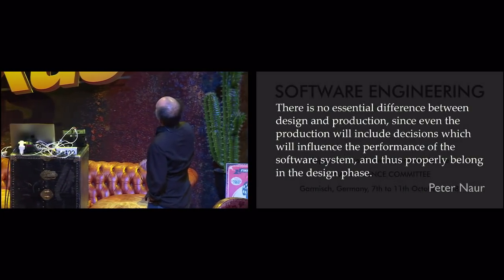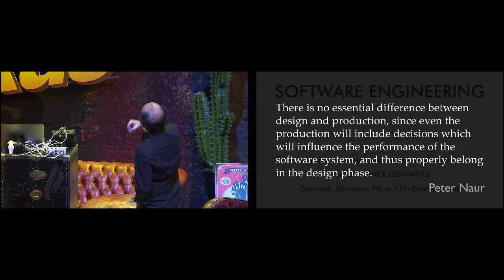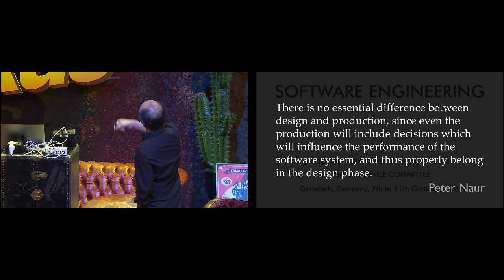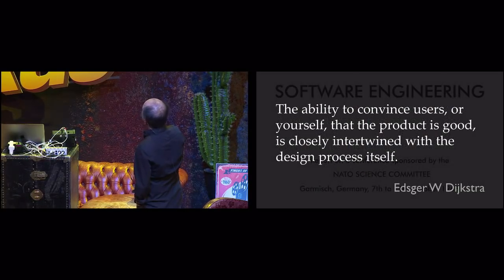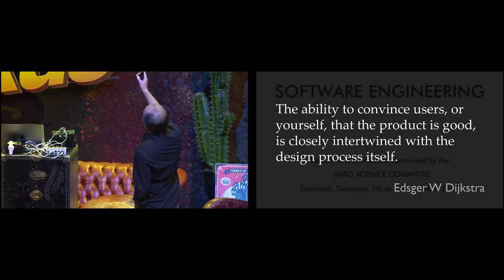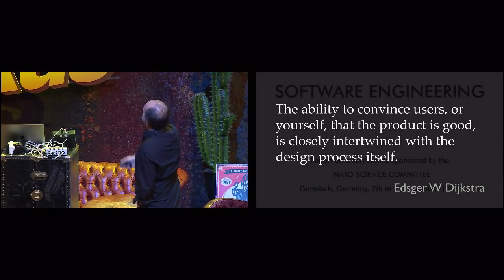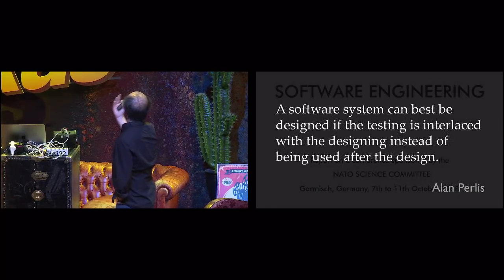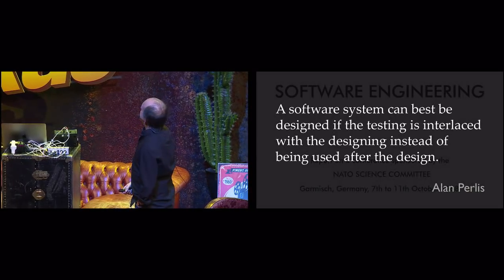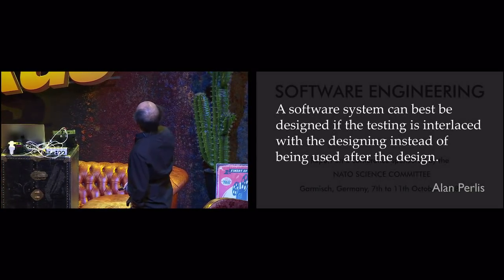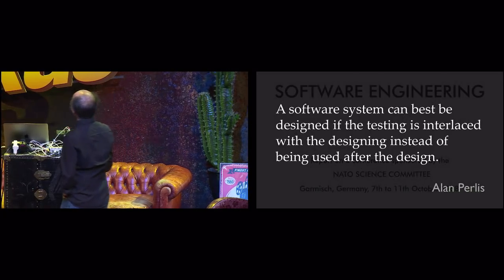There is no essential difference between design and production, since even the production will include decisions which will influence the performance of the software system, and thus properly belong in the design phase. Even Dijkstra was saying, oh, you want to convince the users or yourself that the product is good, it's closely intertwined with the design process. Oh, and of course, we mustn't forget testing. A software system can best be designed if the testing is interlaced with the designing instead of being used after the design.